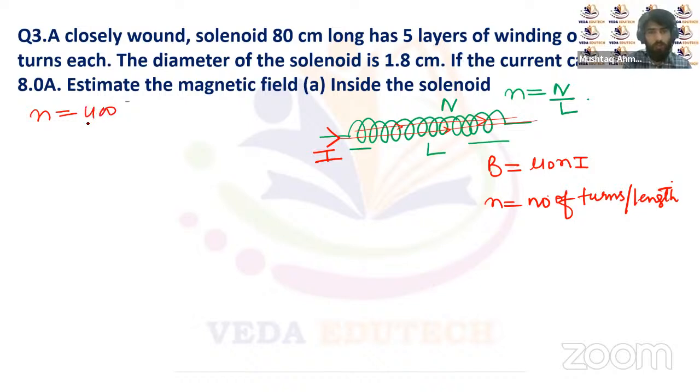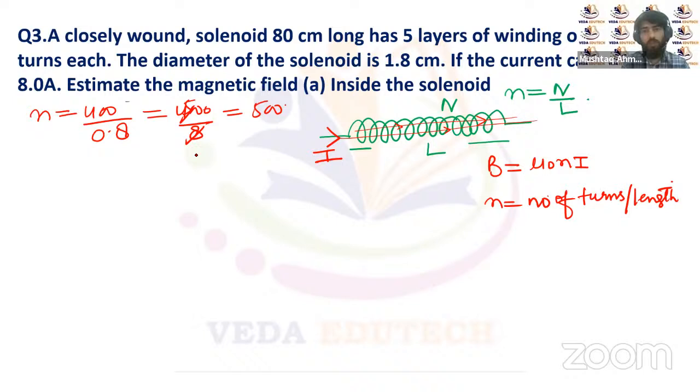That will be 400 upon 0.8 meter, which is 4000 upon 8, so it will be 500. So the number of turns per unit length is 500. There are 400 turns for 80 centimeters, so for 1 meter there have to be 500 turns. So the value of n comes out to be 500.